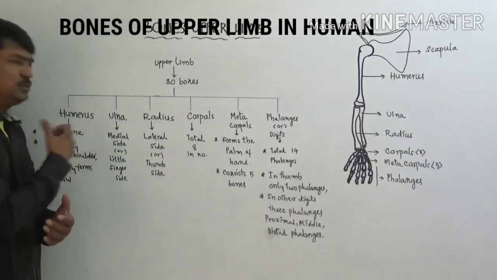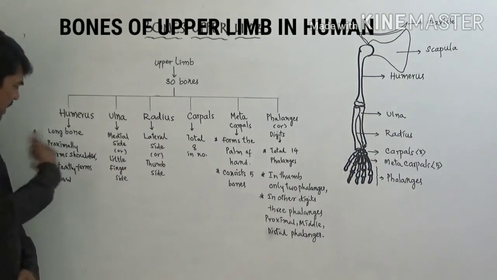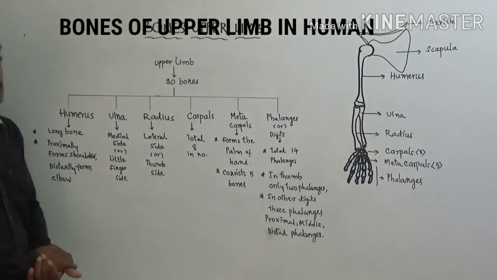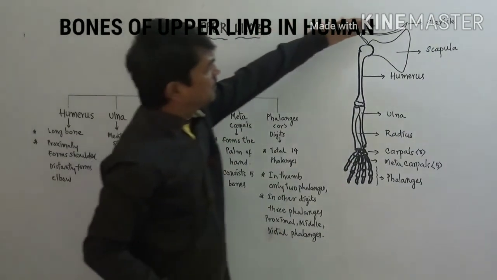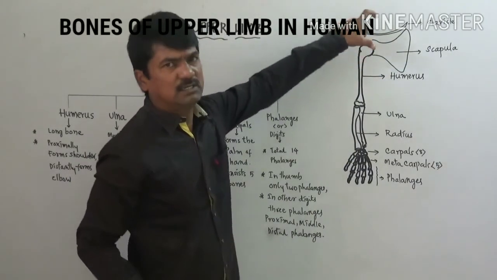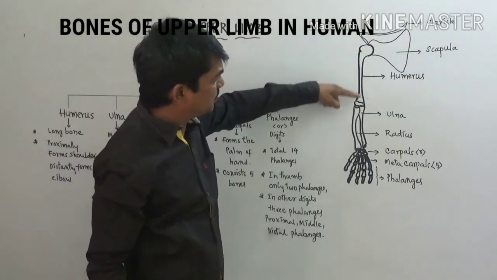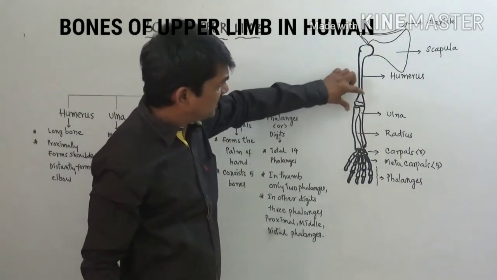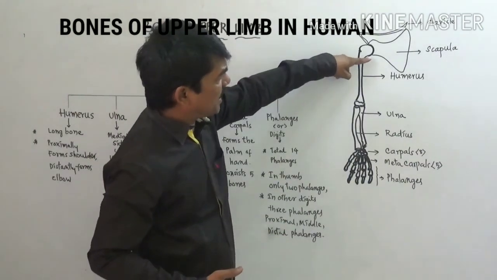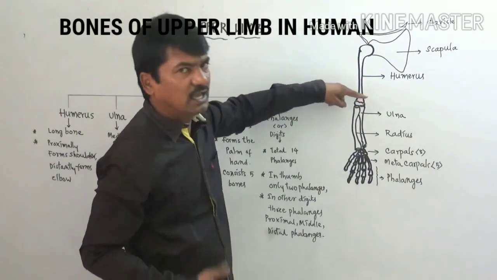Let us see what the humerus is. Humerus is a long bone, and proximally it forms the shoulder, whereas distally it forms the elbow. This is the proximal part, which forms the arm and the shoulder joint, whereas the distal part forms the elbow.